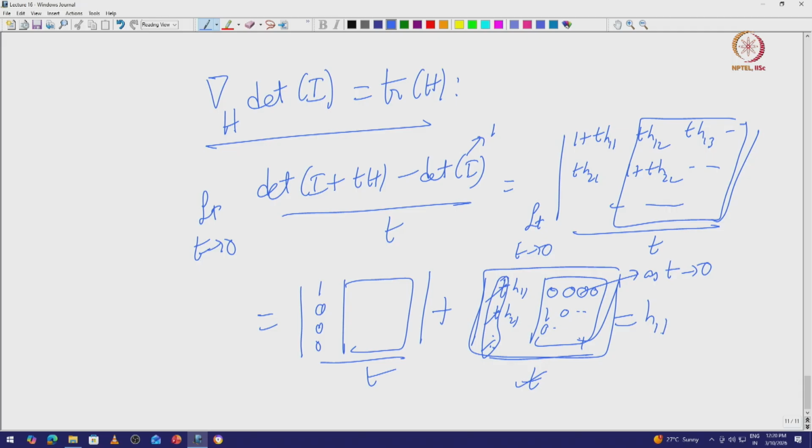Okay. Now likewise, you can play the same game here, and you will conclude, if you keep expanding it, that as t goes to 0, this is H11 plus H22 plus so on until Hnn. This is the so-called trace of the matrix H. Okay. So the directional derivative of the determinant at the identity matrix is the trace of the matrix.